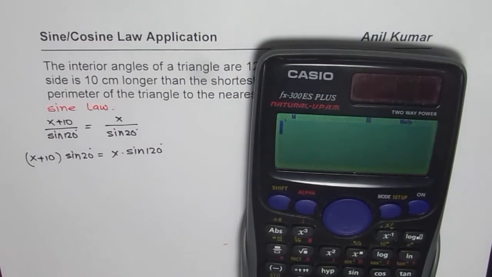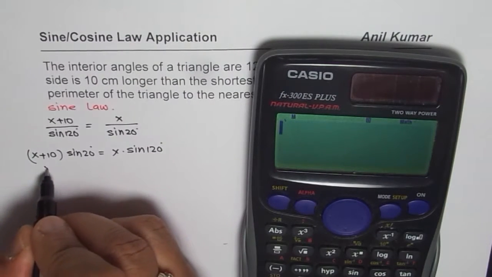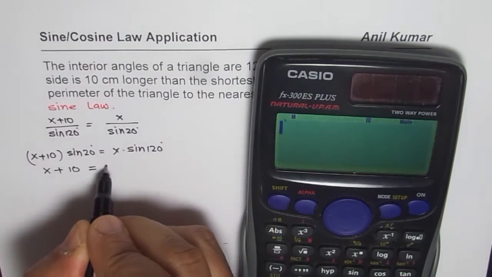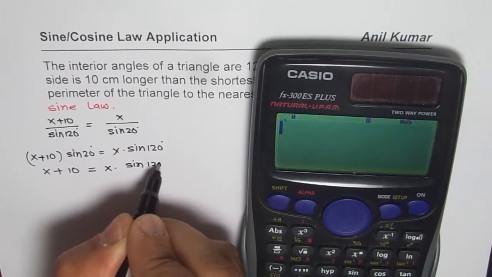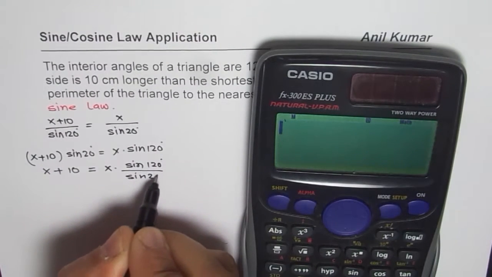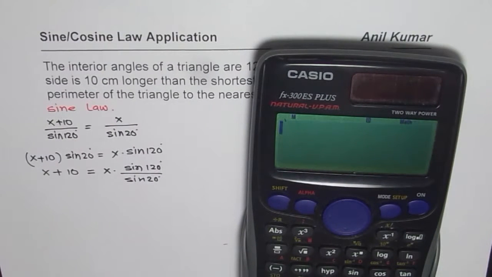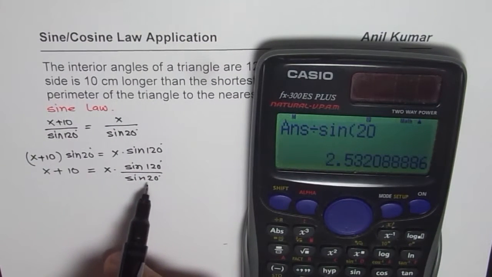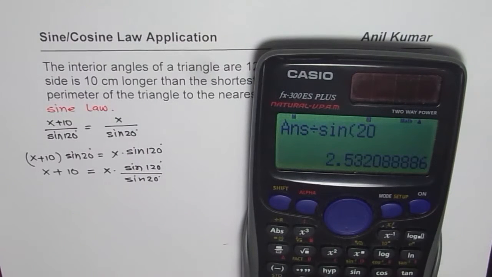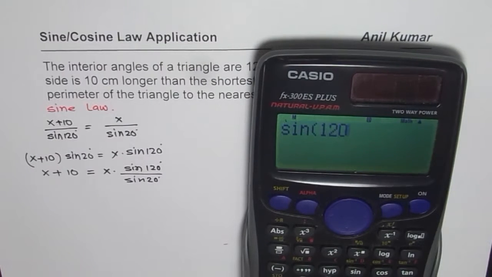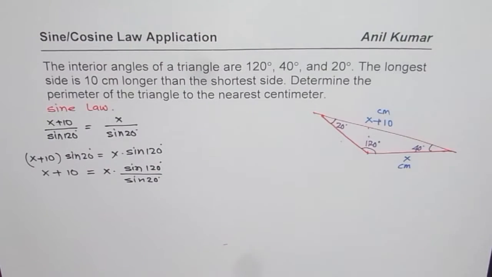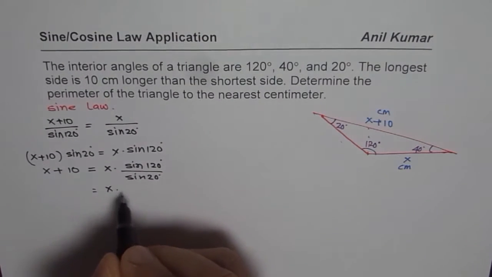We could actually find the ratio also, so that could have been simpler. So what we will do is write x plus 10 equals x times sine of 120 degrees divided by sine of 20 degrees, so that we don't have so many decimal numbers. Sine 120 divided by sine 20 equals 2.532. I want to take 3 decimal places. So we have x times 2.532.